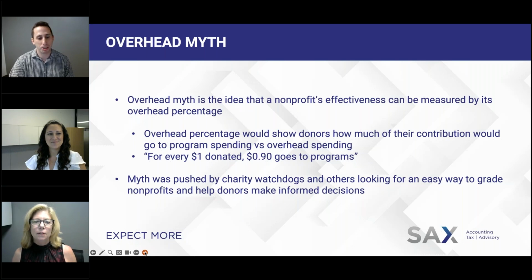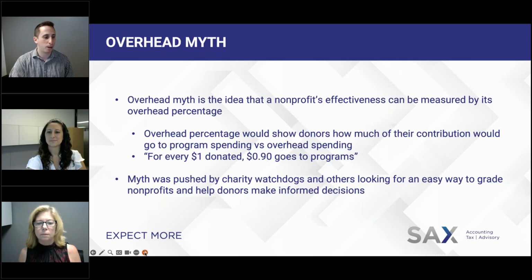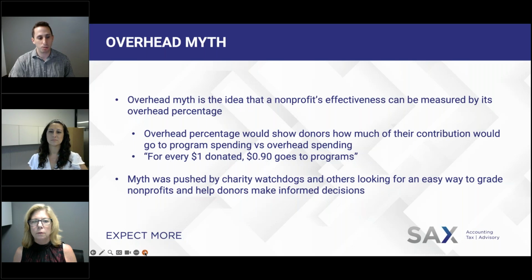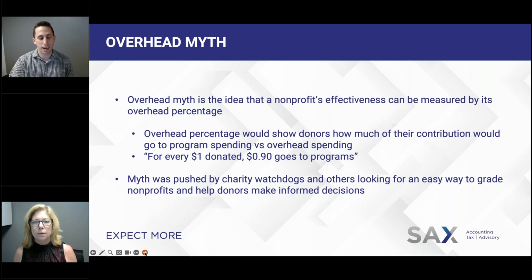So the overhead myth. So just taking a step back for a second. As we mentioned before, there are a lot of different kinds of nonprofits. Whether it's a type of nonprofit, whether it's the mission or the cause, whether it's a funding source, they're all very different. And donors are out there looking to contribute to different nonprofits, and it's very hard to get that apples to apples comparison.